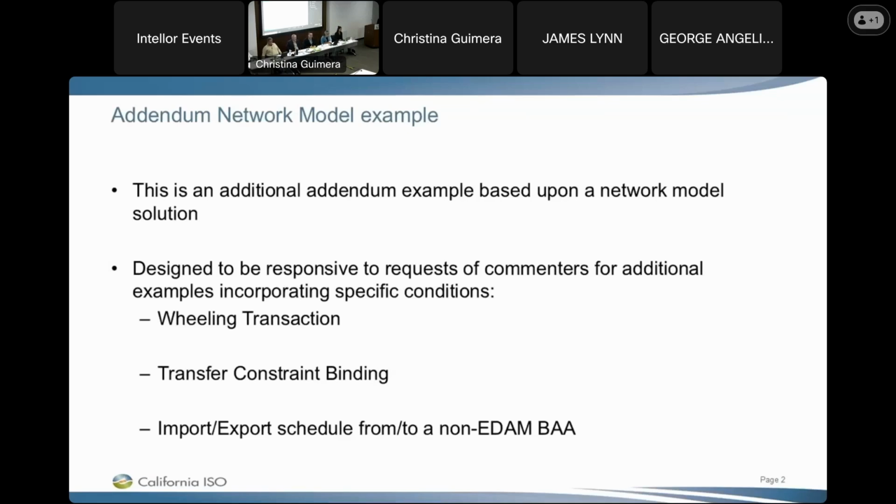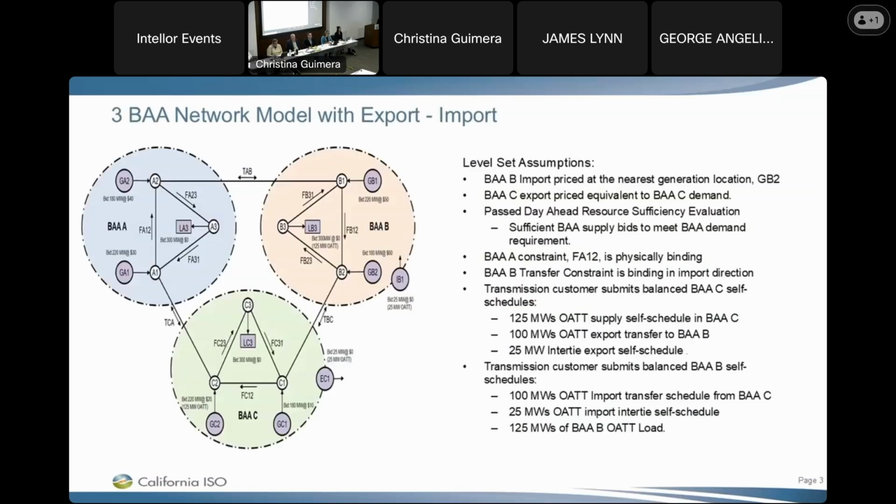The energy dispatched is basically done by a solver we created offline, and so it was mainly directed to address additional requests that were put into the comments. The comments requested a wheeling transaction, a transfer constraint that was binding, as well as an import or export schedule that is going to and from a non-EDAM BAA. So we go next slide.